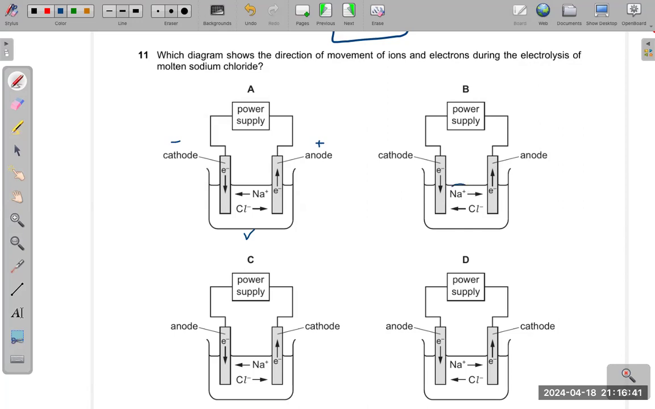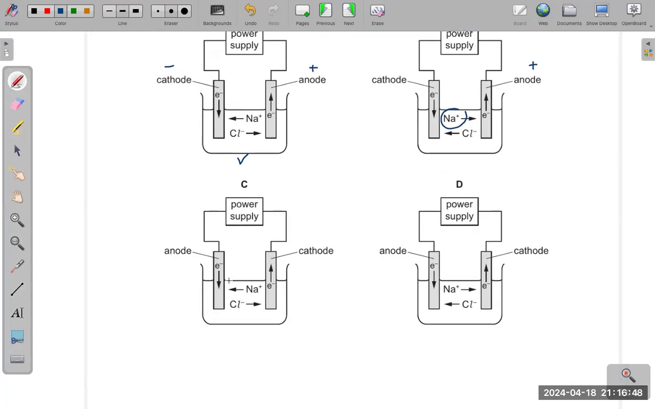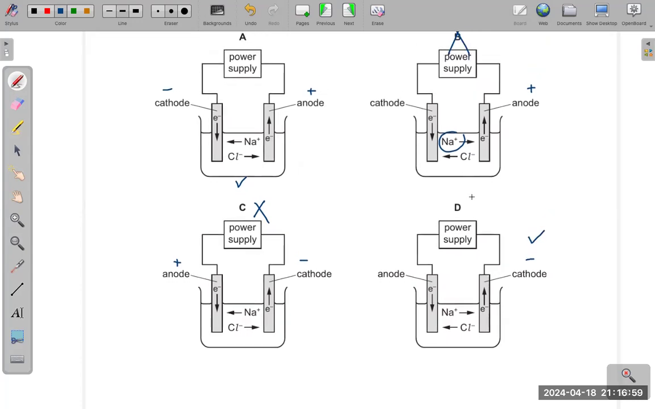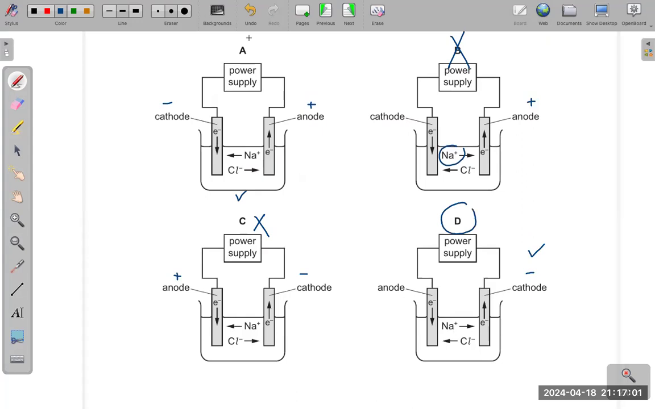Na+ going to the positive is wrong. There is no chance that the positive ions go to the positive. This is wrong. And again, here the Na+ goes to the positive, but he reversed them. So again, this is wrong. The Na+ can go to the negative. Yes, this might be correct. So we have two options which can be correct, A and D.